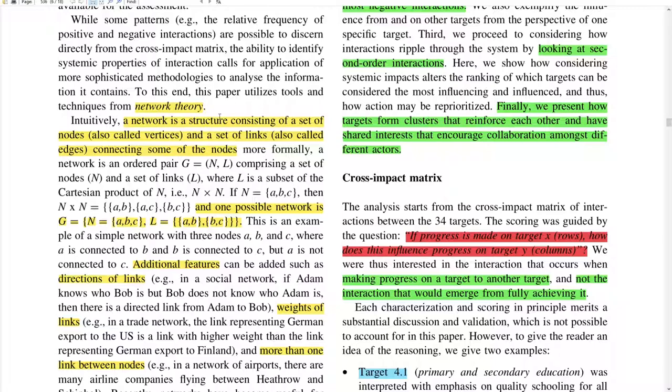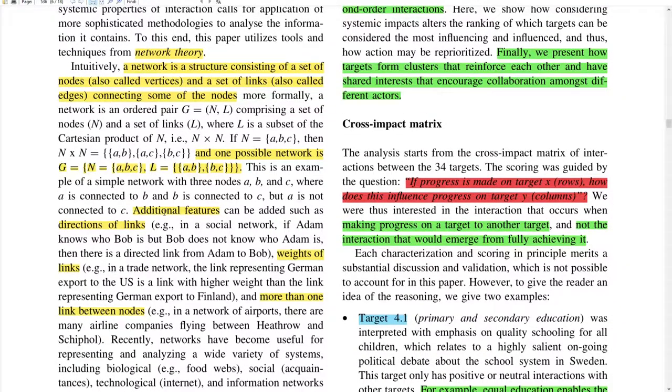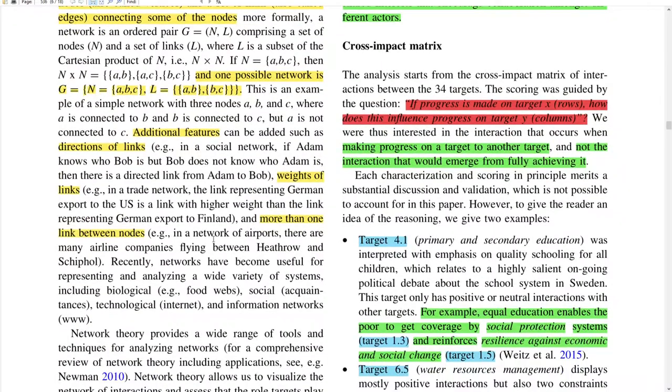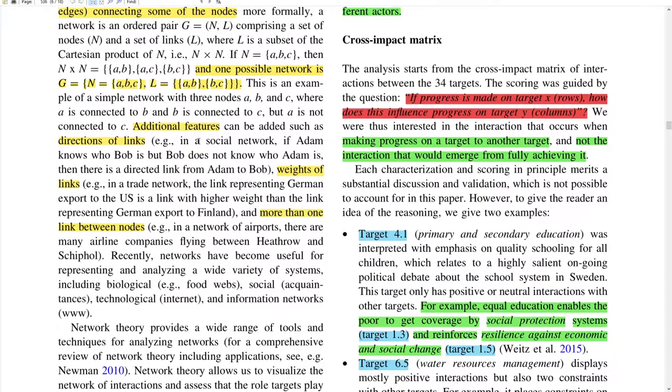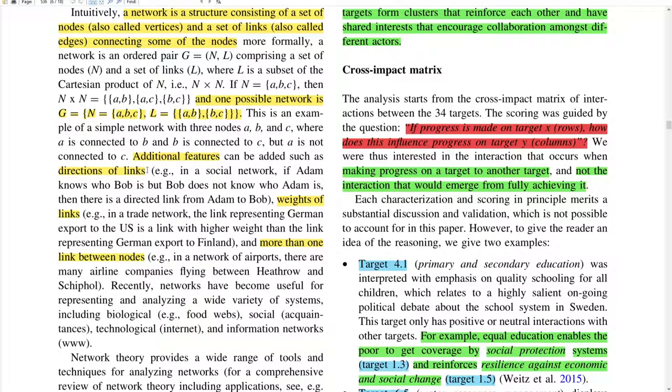Network theory, what is it? Basically a network is a structure consisting of a set of nodes, also called vertices, and a set of links between nodes, also called edges, connecting some of the nodes. So if you have a network G with N nodes and L links, so if you have A, B, C as nodes, the links could be A to B, and B to C. They don't have to all be connected. Additional features could be added to the network structure, like the direction of the links.